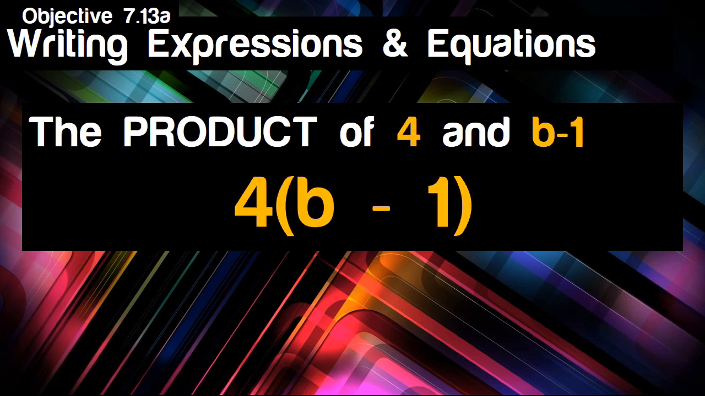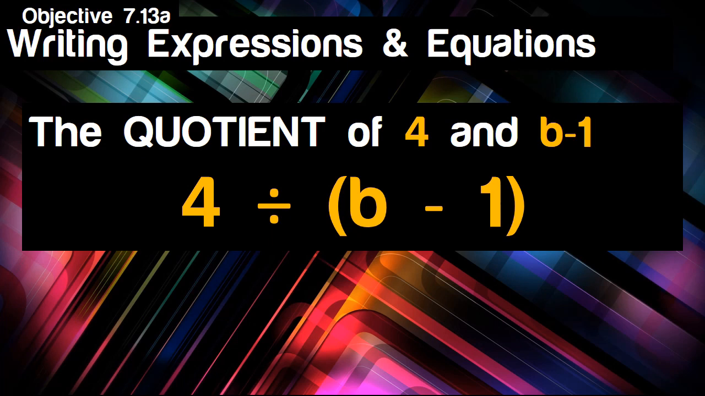So for the product of 4 and b minus 1, we understand that the product is a keyword here. That means we're going to multiply. So for these types, we have b minus 1. We're going to put that in parentheses. So we're going to keep that all together. And then we're going to multiply it by 4 on the outside. So this looks like the examples that we have for the distributive property way back a couple videos ago.